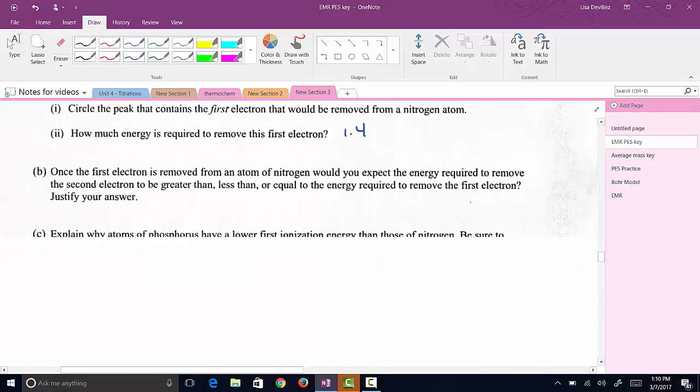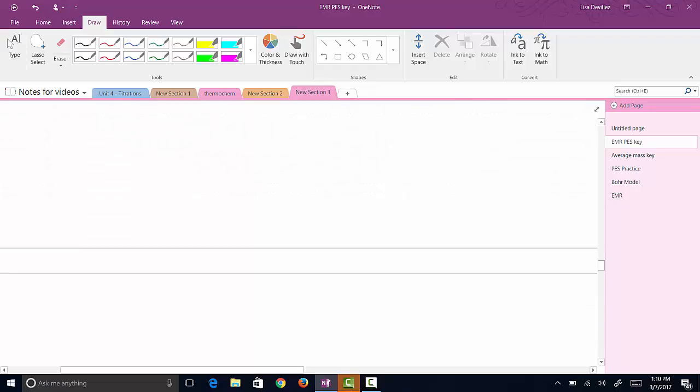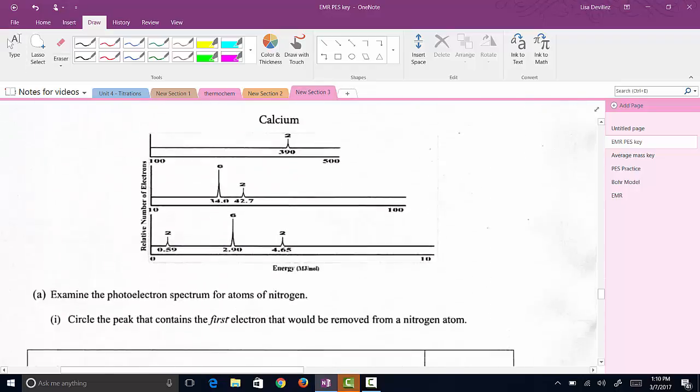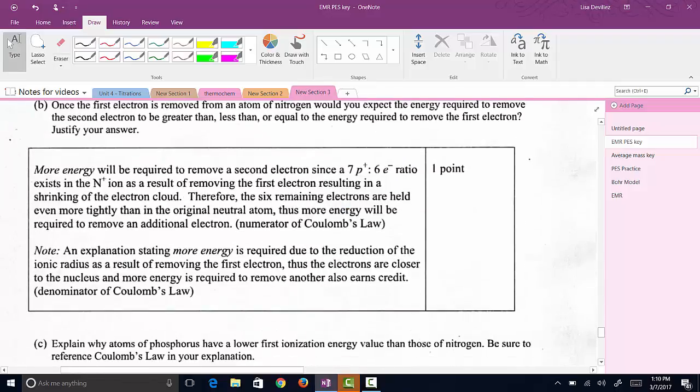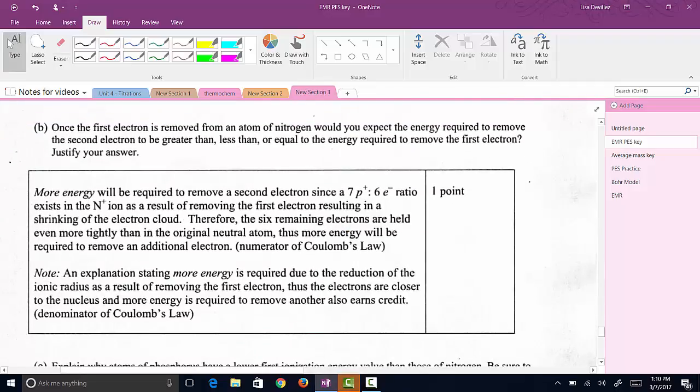So now it says, once the first electron is removed, would you expect the energy required to remove the second electron to be greater than, less than, or equal to the energy required to remove the first electron? Okay, and so here, if we go down, the answer is that more energy is required to remove the second electron. So you had to say that it would take more.